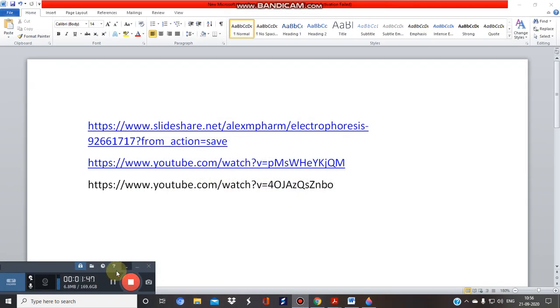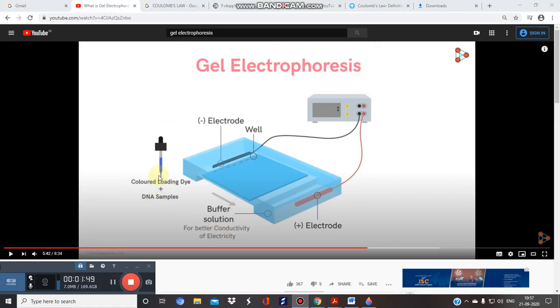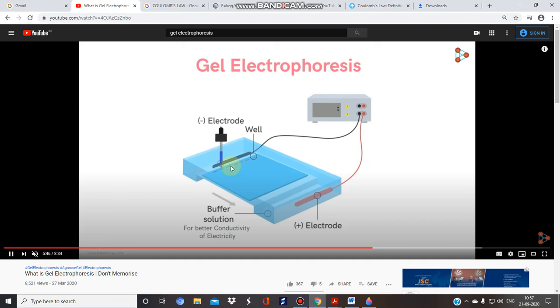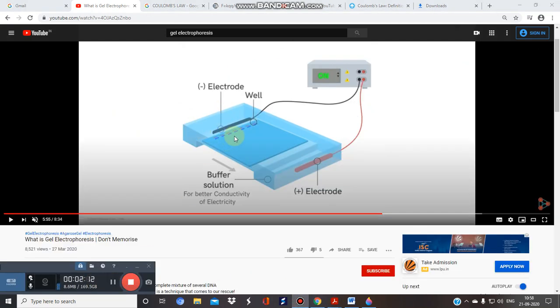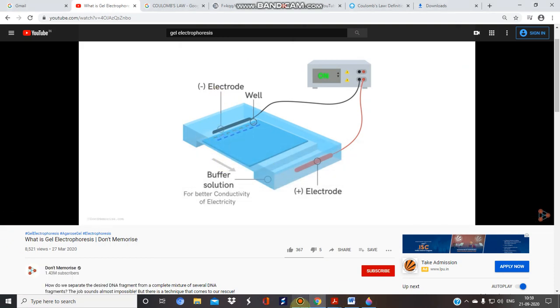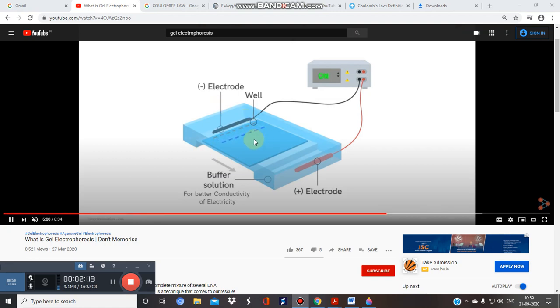So let's see again. Just before loading, we will fill our assembly with the buffer solution. We generally use different types of buffer solution in electrophoresis. And why do we use this buffer solution? For better conductivity. Then we will load our DNA sample in this way. The dye is mixed with the DNA sample, and then we switch on our power supply. This DNA mixture can be tracked with the help of the loading dye. In this way the movement is like this, so it will move in this way.